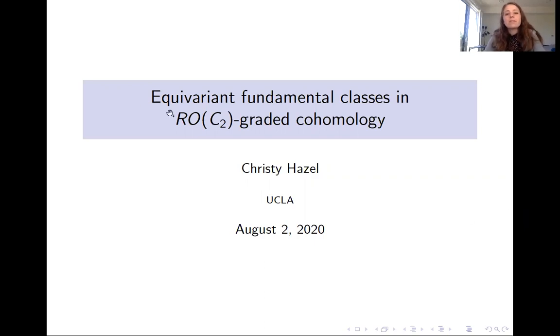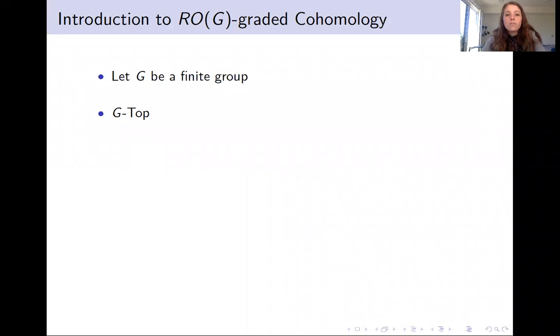So in this video, I'm going to tell you about equivariant fundamental classes in RO(C2)-graded cohomology, which is some work from my thesis project. So just to start, let me give you a very quick introduction to RO(G)-graded cohomology.